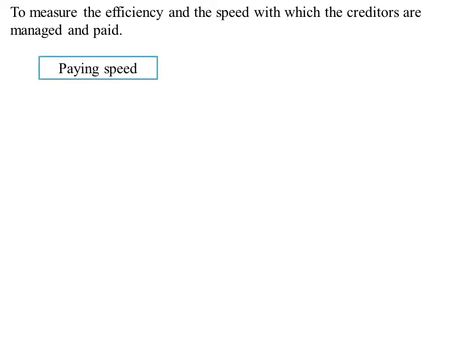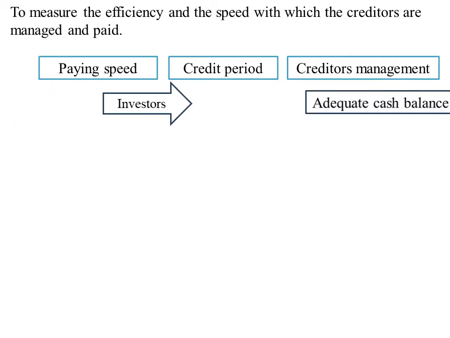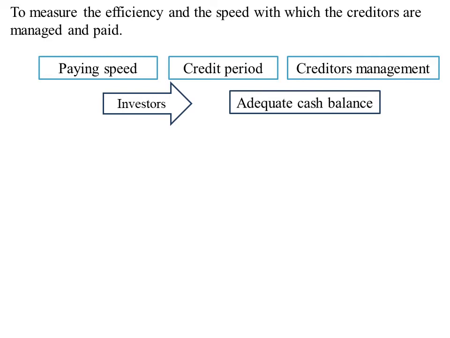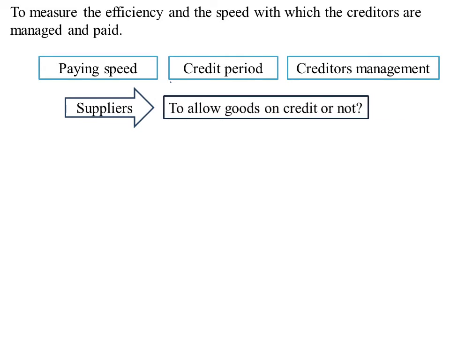Ratio also indicates the period of credit allowed by creditors, and it also examines how efficiently creditors are managed by the firm. Normally, investors use this ratio to check whether a firm has adequate cash balance to meet its short term debts, and suppliers use it to decide whether to extend a line of credit to a firm.